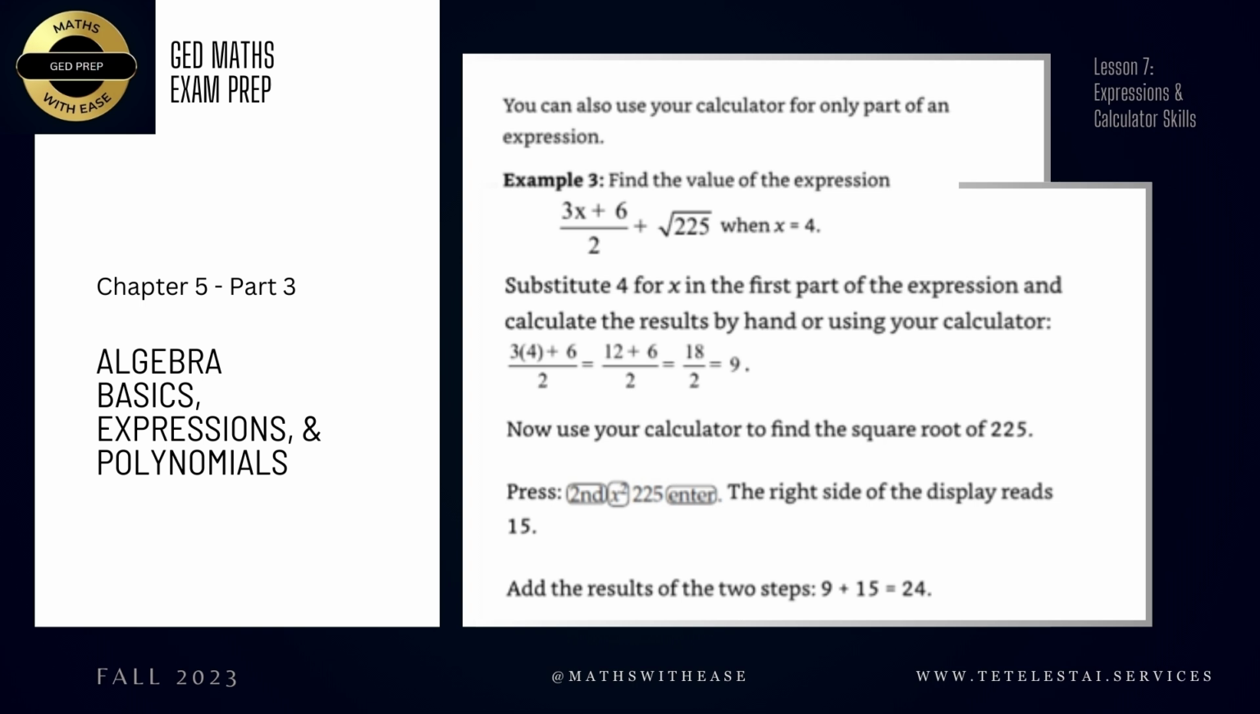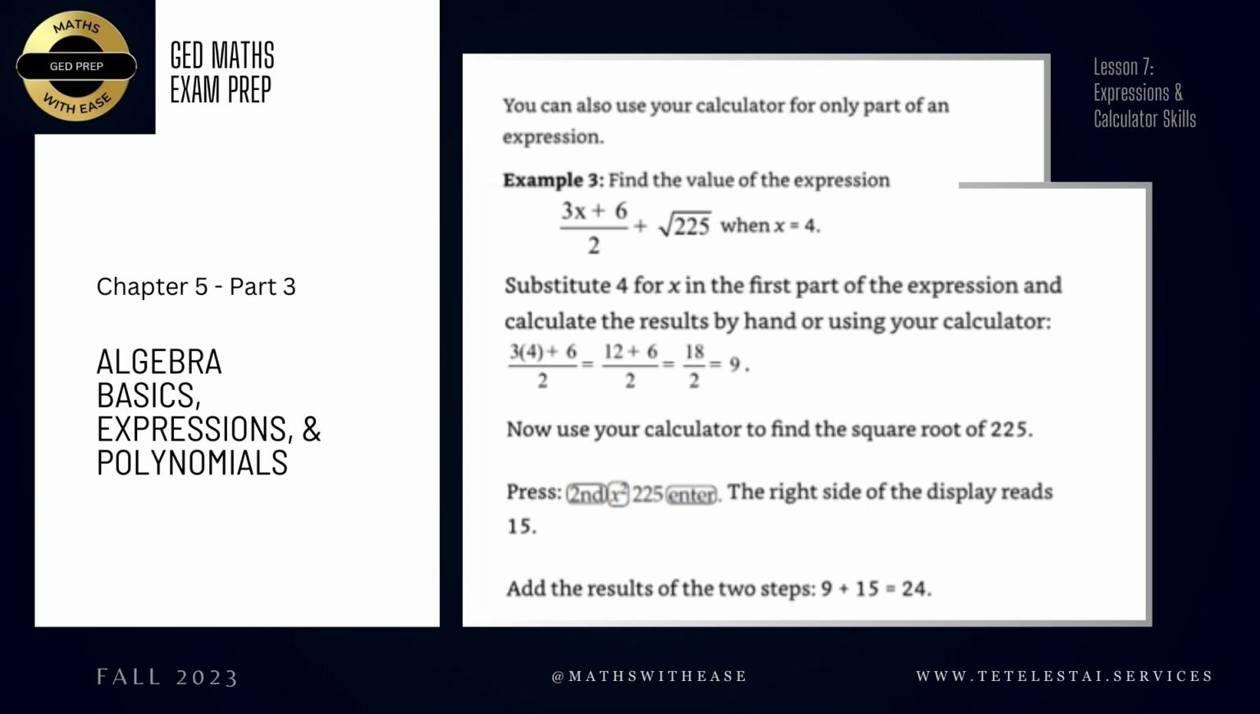225. And to find the square root of 225, you press the second function key and then the x squared key, because the square root key is right above the x squared key right here. So you would press second function and then the raised key to give you the square root. You enter 225 and then press enter, and you would get 15. And then all you would do is add 9, which we got from working this expression, plus the square root of 225, which is 9 plus 15, and you would get 24.